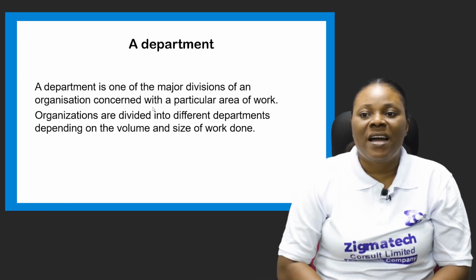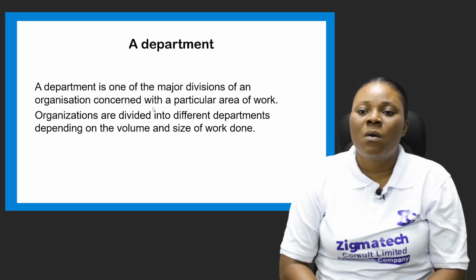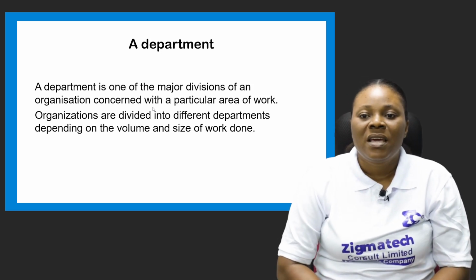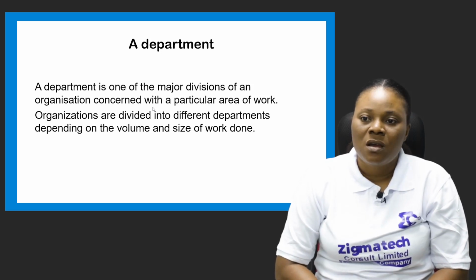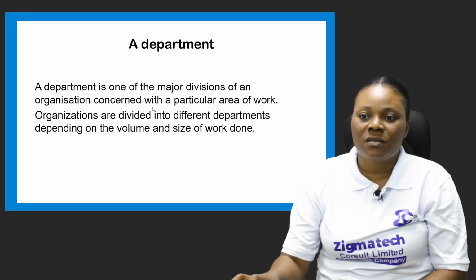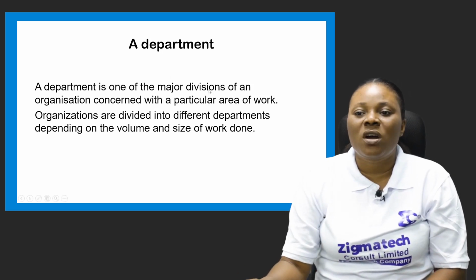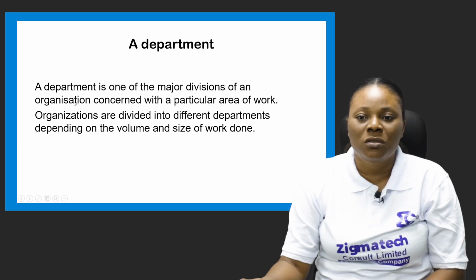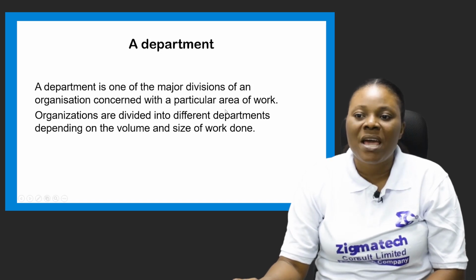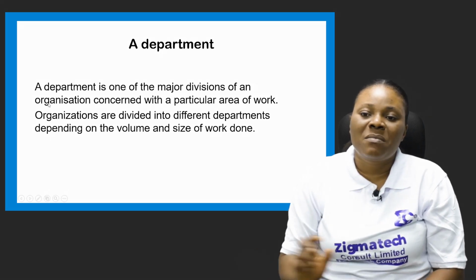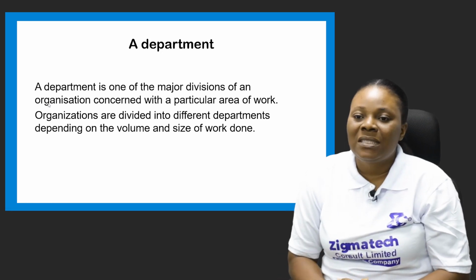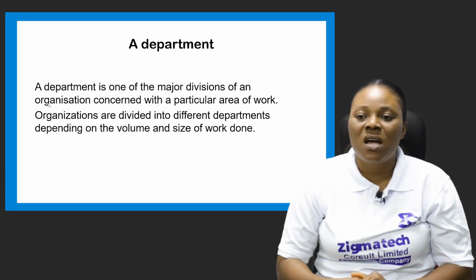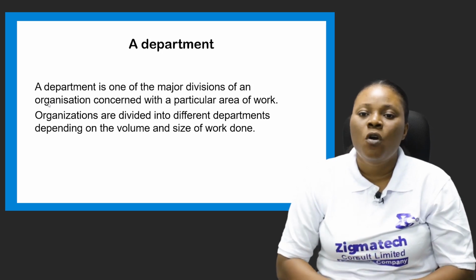We begin by defining a department. How can a department be defined? A department is one of the major divisions, underline the word divisions, of an organization concerned with a particular area of work. I take it again. A department is one of the major divisions of an organization, and each division is concerned with a particular area of work.